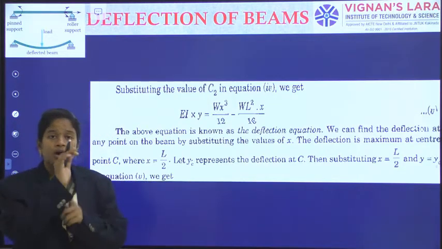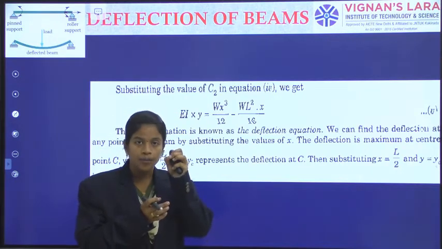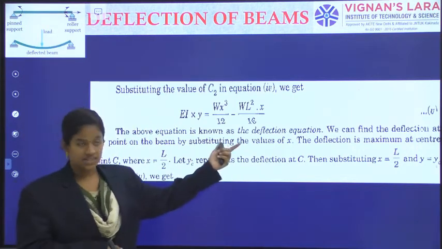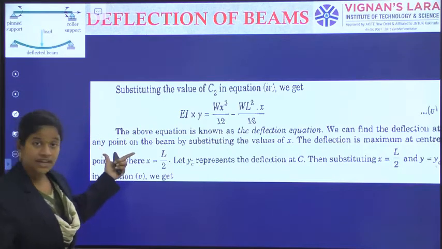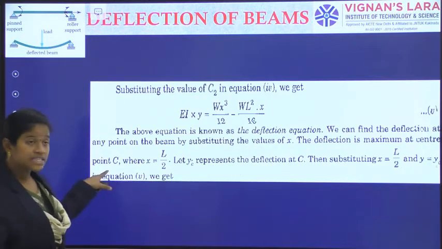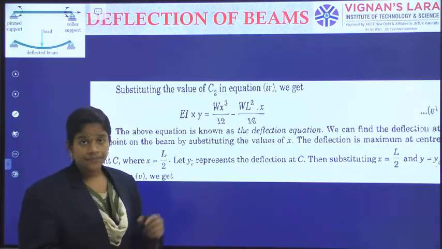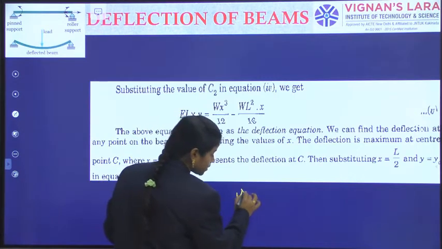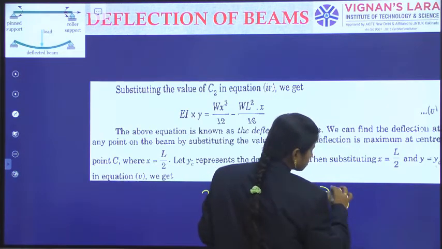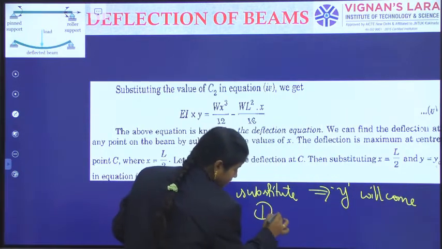Whatever the x value, whatever the positional value of distance you are substituting, this equation will give the corresponding point's vertical deflection. So the above equation is known as the deflection equation, and we can find the deflection at any point on the beam by substituting the value of x. The deflection is a maximum at the point C where x is equal to L by 2. And just now we have said, whatever the x you substitute, the corresponding y, nothing but the deflection, will come out from the deflection equation.